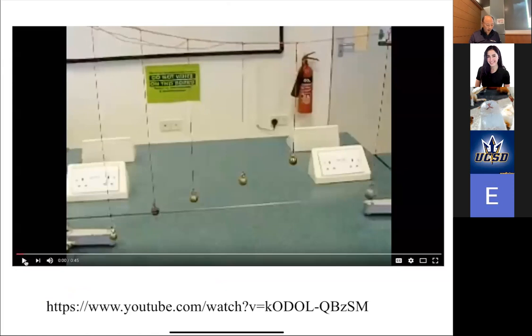So this is a nice mechanical demonstration of how this property works. You can look at the YouTube link, but it's called Barton's pendulum, okay?